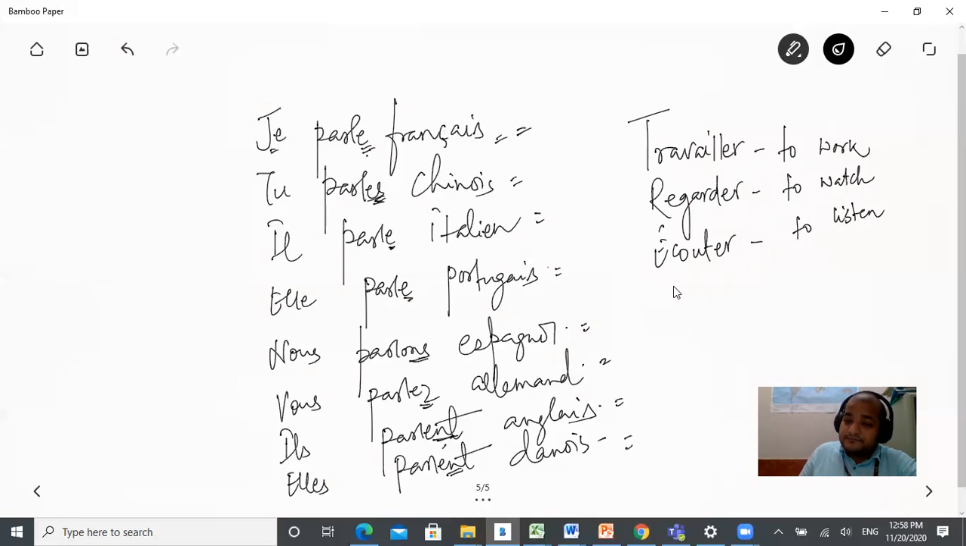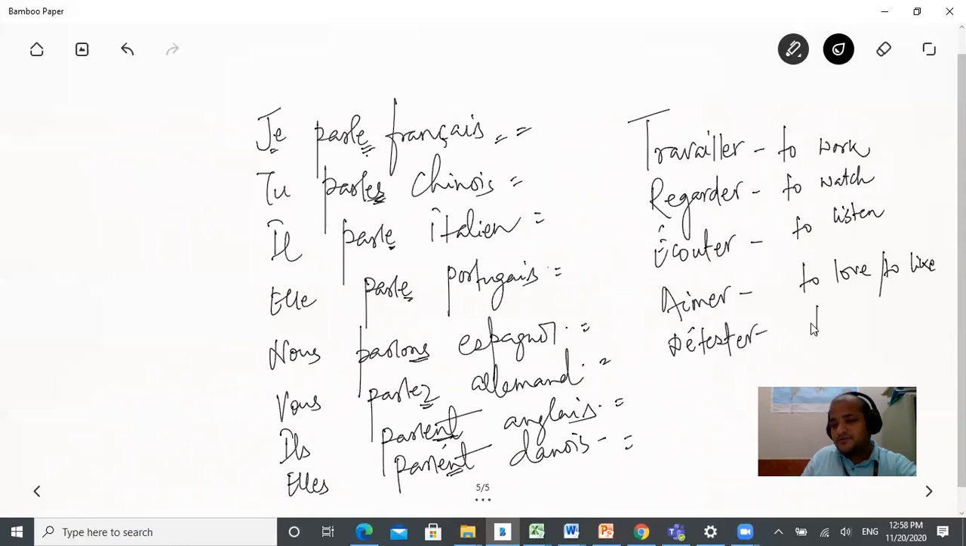The verb aimer means to love or to like. And another verb, the opposite of aimer, is détester, which is to hate. So you know very well the rule of conjugation. Just remove the er of this verb, and whatever you have remaining after the removal of the er ending, put in that formula and make different sentences.